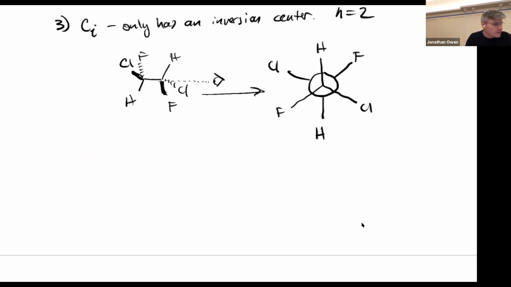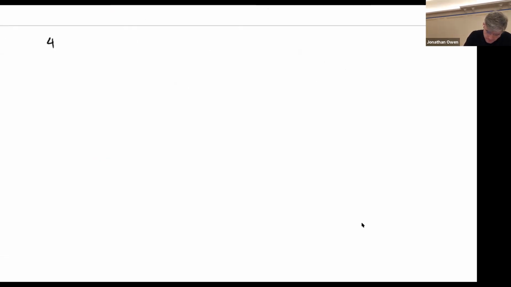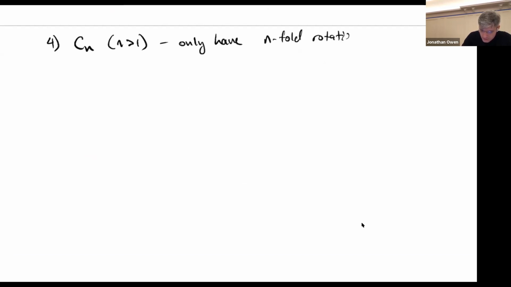Let's take a look at, I'm going to jump to a whole new page here. We're going to do Cn, and here n is greater than 1. So these only have n-fold rotations. Okay, so let's do n equals 3, or C3 as an example. And the molecule we're going to work with here is this oxyfluoride of boron.